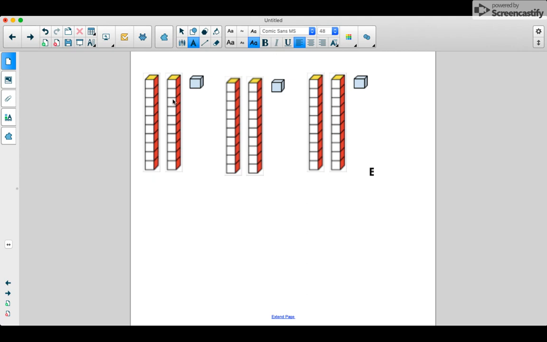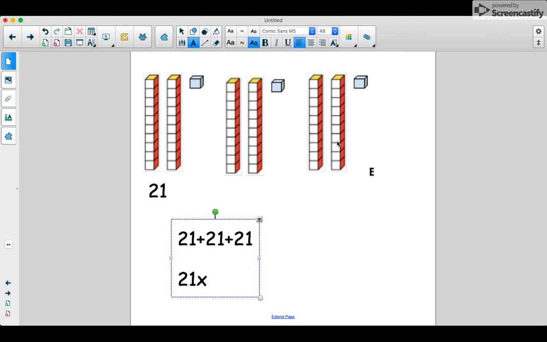So here my groups are 2 tens, which is 10, 20, and 1 one, so there's 21 in each group, and I'm seeing 3 groups. So again, I'm seeing that I have 21 3 times, so if I wanted to figure out my total, I would say 21 plus 21 plus 21. The faster way of doing it would be 21 times 3 as we start to learn our algorithm.